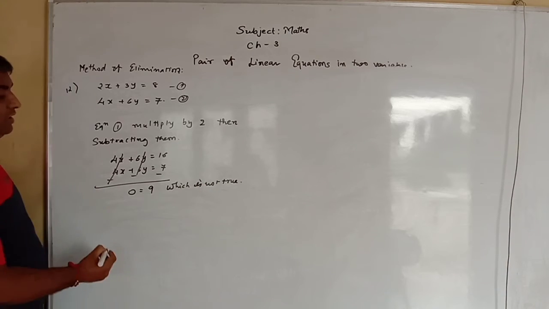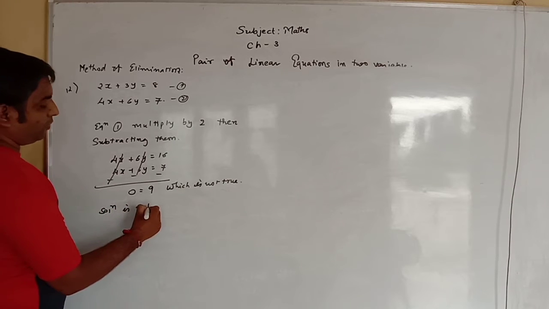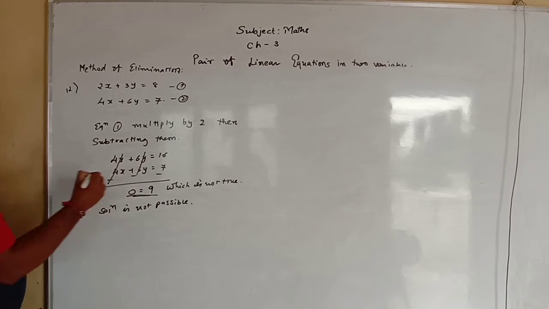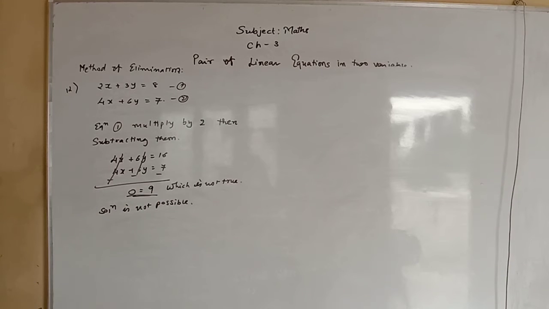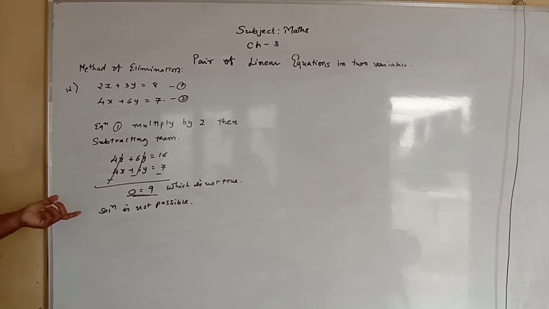And so its solution is not possible. So in this way, whenever we get the statement 0 equals 9, which is not true, then there is no solution. And suppose we get an always true statement, then it has infinitely many solutions.